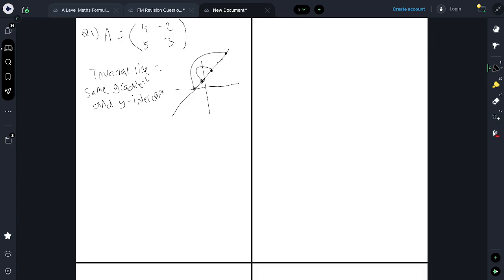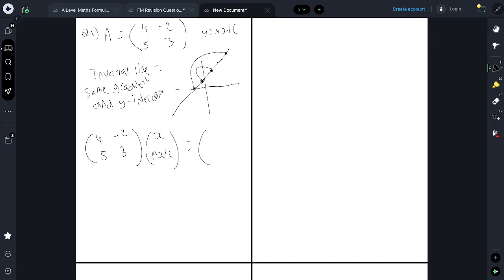So what does that mean? Well, if we do a general transformation, we multiply a matrix by a point. A general point on the line would be (x, mx plus c), because y is mx plus c. That would be a general point on the general line, y equals mx plus c.